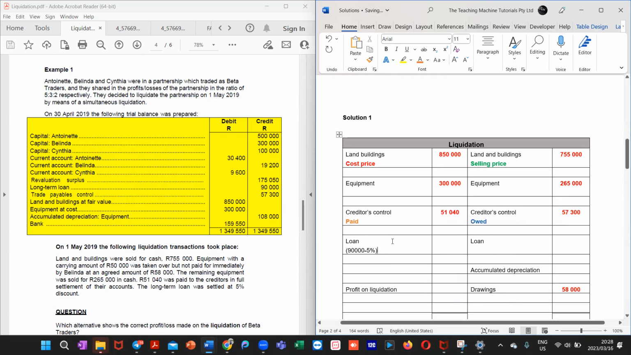Again, with the loan, how much will be paid? It says here the long-term loan was settled at 5% discount. So the original amount of the loan is 90,000, but with a 5% discount. So we will minus 5%, and then here we will record the original amount of the loan. How much is 90,000 minus 5%? First, what is 5% of 90,000? I get 4,500. So I get 85,500.